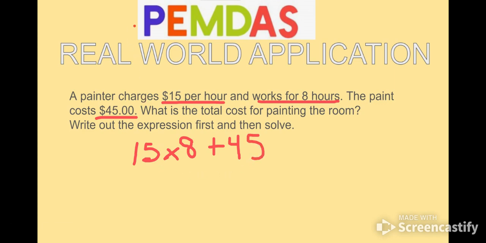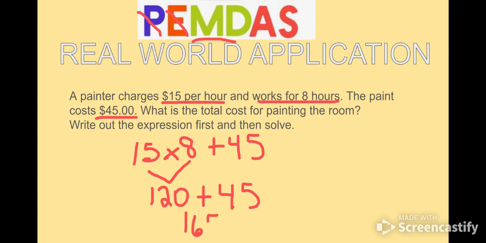So let's follow the order of operations. There's no parentheses, there's no exponents, but there's multiplication. So 15 times 8. Pause the video and do 15 times 8 on your paper. Okay, so you should have gotten 120. And now we're going to add 45 to 120. And you should get 165. So it's going to cost $165 to paint this room for this project.